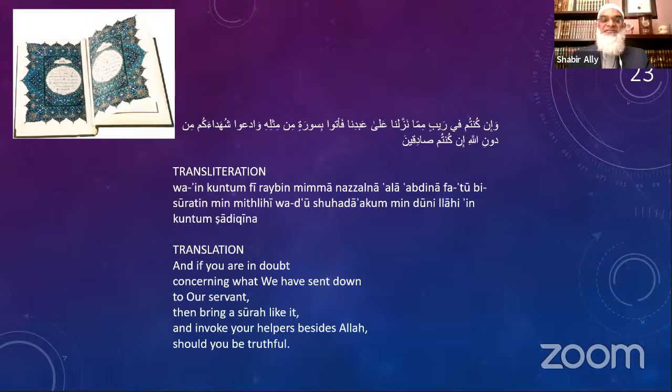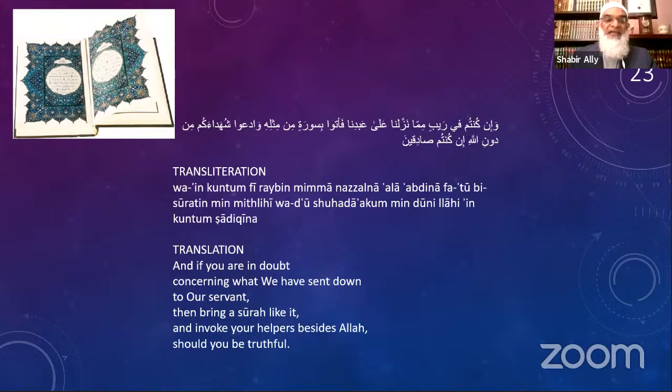So we're going to say, instead of raibin mimma, we're going to say raibim mimma nazalna ala abdina fa'atu bi suratin min. So we're going to join them together by saying suratim min. That N gets pronounced as an M. So instead of suratin mim, suratim mim, مثله وادعوا شهداءكم من دون الله إن كنتم صادقين.